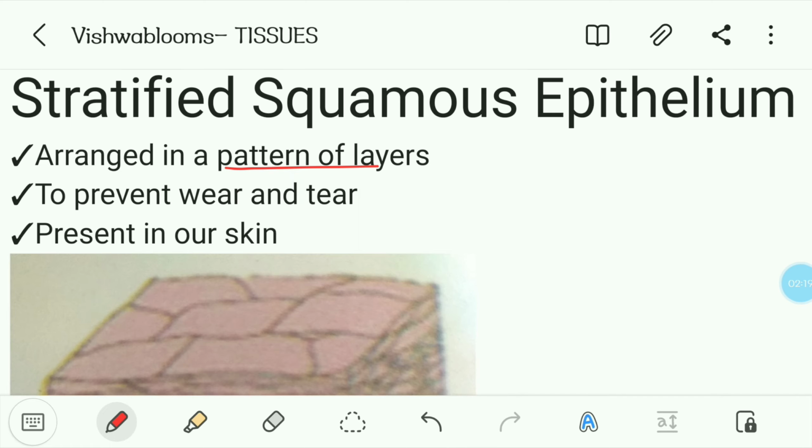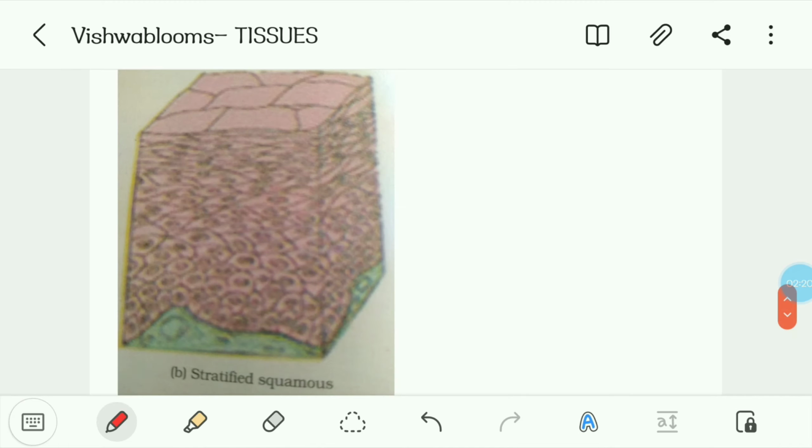So let's look at the picture once. You can see here that there are many layers of stratified squamous. Because there are many layers, it will prevent wear and tear, and it will keep it strong.